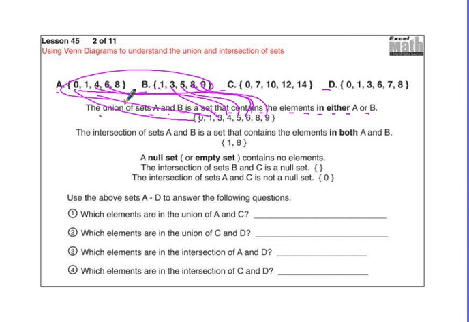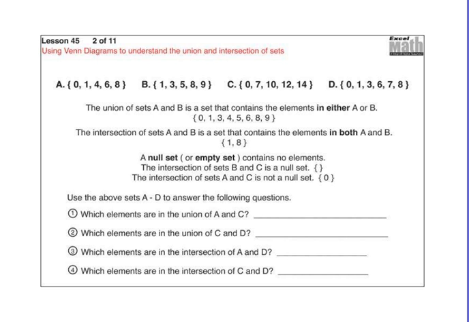So you can see it's all the numbers that are in both of these sets. That's called the union. All right, the intersection of sets A and B is just 1 and 8, because it's the numbers that are in both places. You can see that we have a 1 in both sets and an 8 in both sets. That's called the intersection.